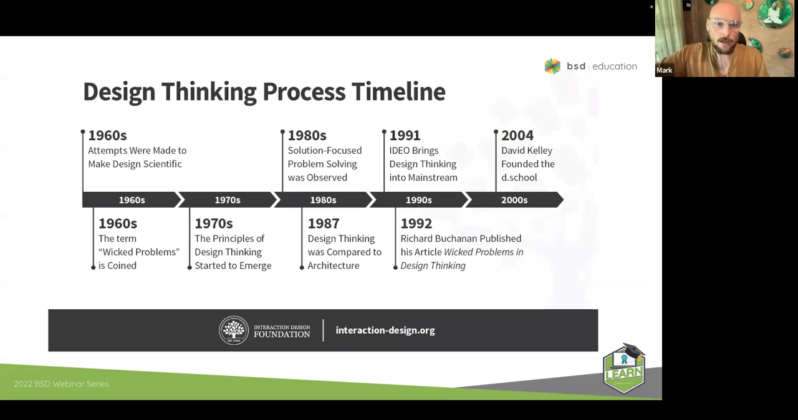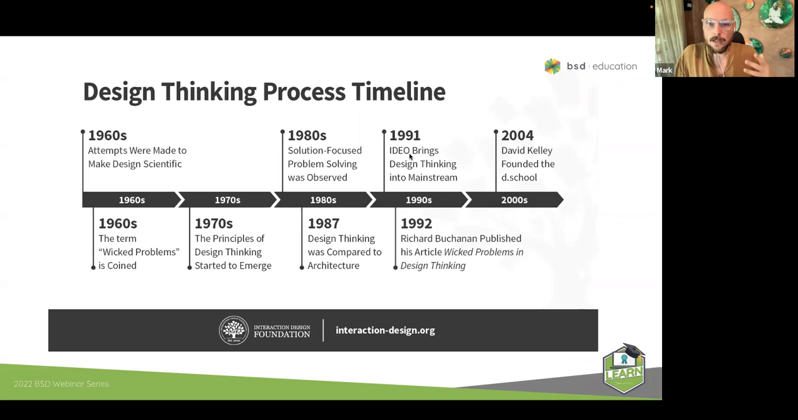If you want to learn more about the history of design, the Interaction Design Foundation has a pretty good summary, and this timeline is just a screenshot that I grabbed from their website. So if you want to learn more about all of the nuance and the people and how it's evolved over time, please take a look at the website interaction-design.org.